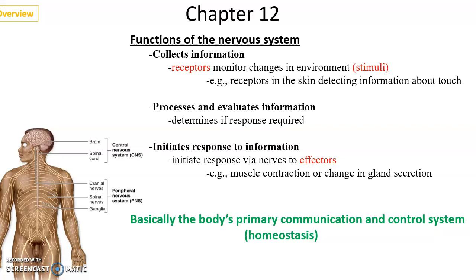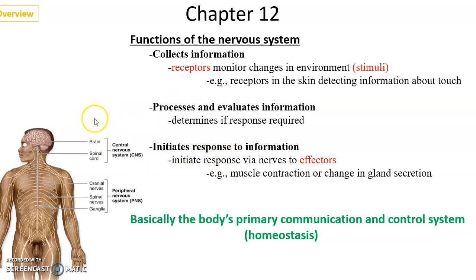Information then gets sent to the central nervous system, where we go through the second function, which is processing and evaluating that information. Basically trying to decide if a response is needed for that information, for that stimuli.